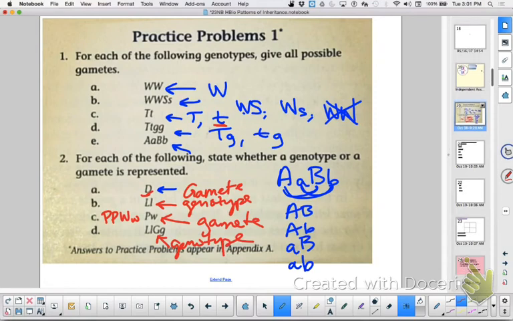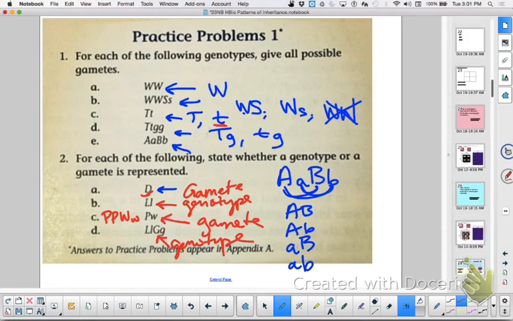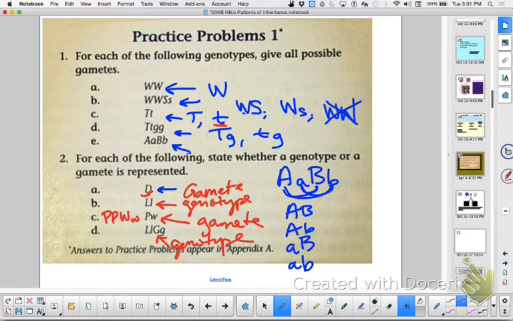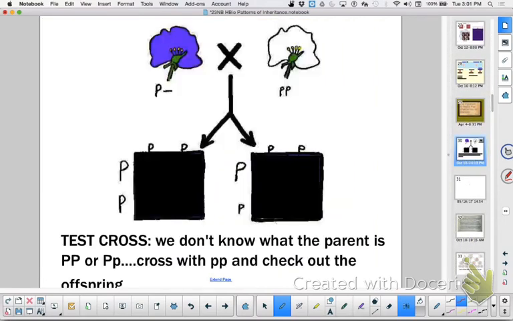All right, moving on. Let's go here. A test cross. A test cross is when you have an unknown genotype. Now, if somebody has blue eyes, is their genotype unknown? No, because that's the only way to have blue eyes: two little b's. But if somebody has brown eyes, is their genotype unknown? Yes. Who would you have them mate with? A blue-eyed person, right?